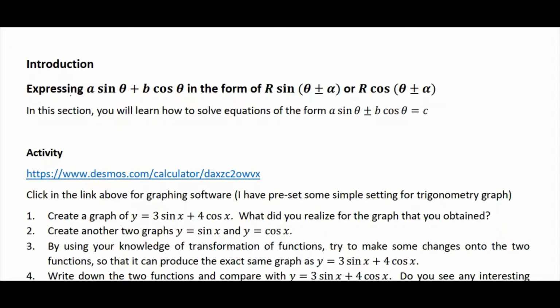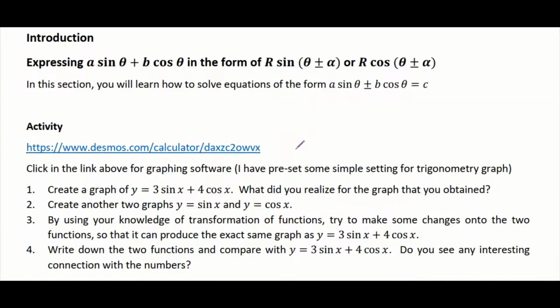So yeah, this is the learning outcome or the topic for today's lesson. So for today's section, you are learning how to solve the equation for the form of a sine theta plus or minus b cos theta equals to c. Because the idea is if you have something like this, then even when you switch this over, you cannot have something that's sine theta over cos theta, so you can't change it to tangent, so that's why you can't solve it. So that's why we need to change it in this form, and this form can help us to identify the maximum and the minimum value as well.